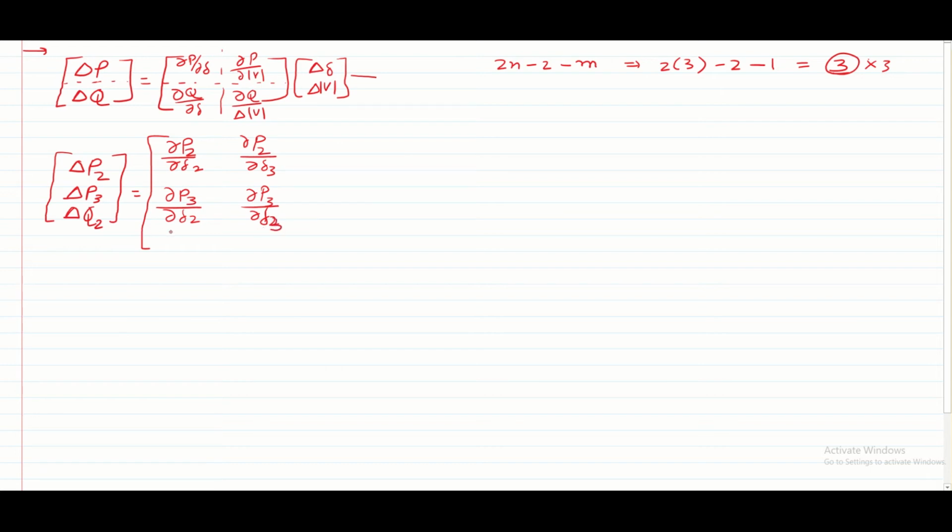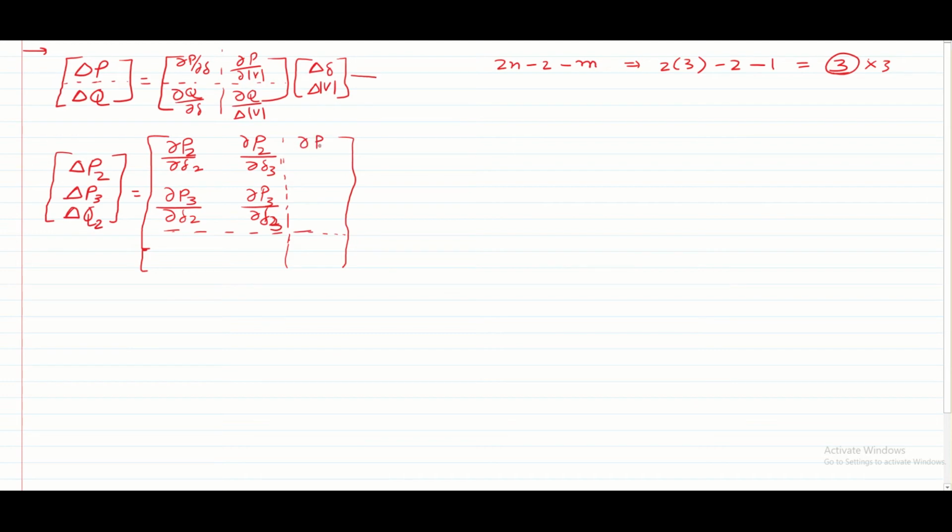Just compare this equation with the generalized equation which we derived in our previous lecture. So you will get the idea about it. So I hope you have clear up to this. Now the next element again here is del P by del V.